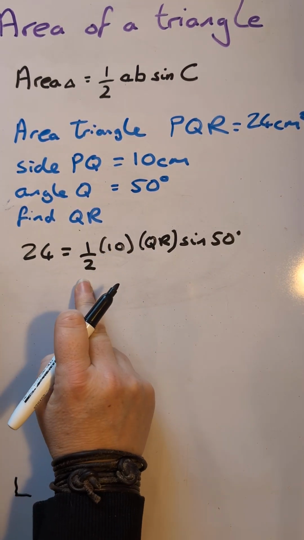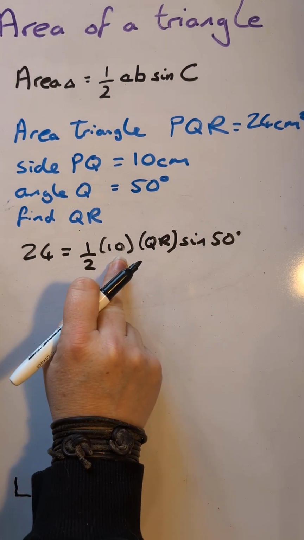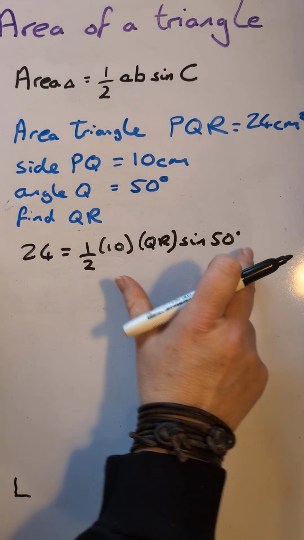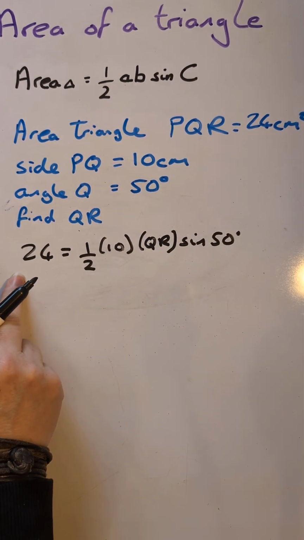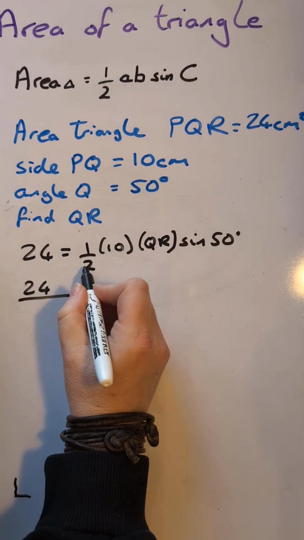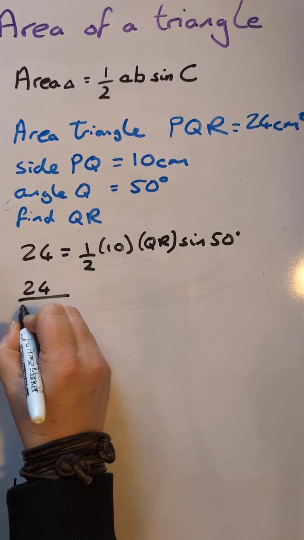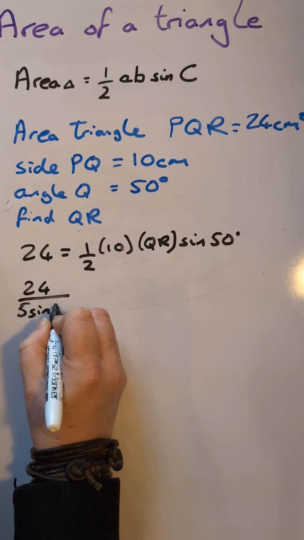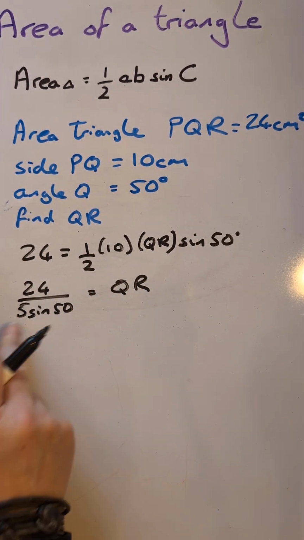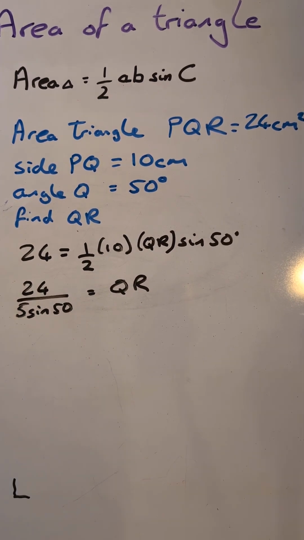Well, half of 10 is 5, so I'm going to make that into 5. Rearrange, everything else that's multiplying on this side becomes a divide on this side. So 24 divided by, remember half of 10 is 5, so 5 sine 50 equals our QR. And get your calculator to give you the answer. Short and sweet.